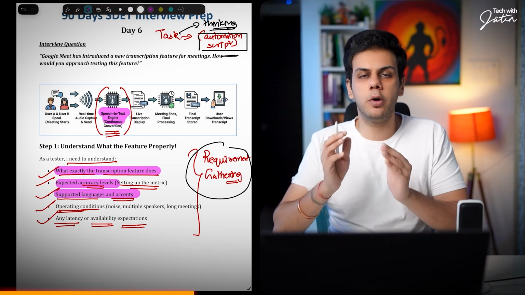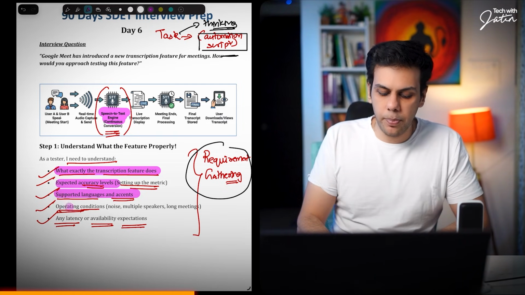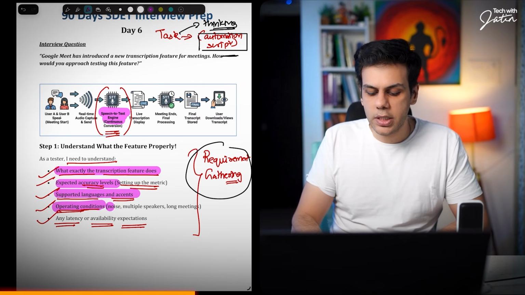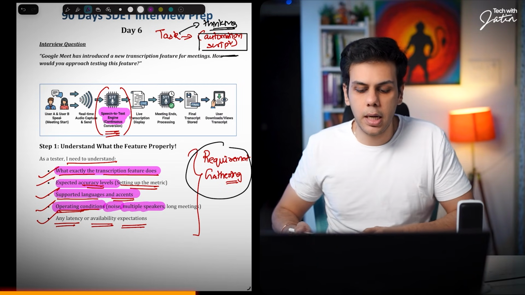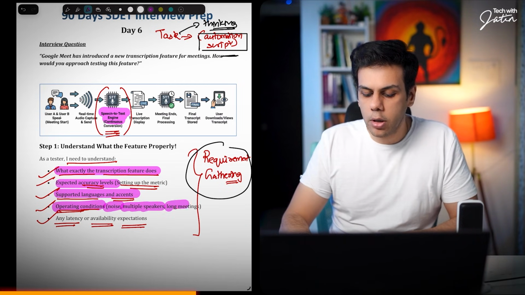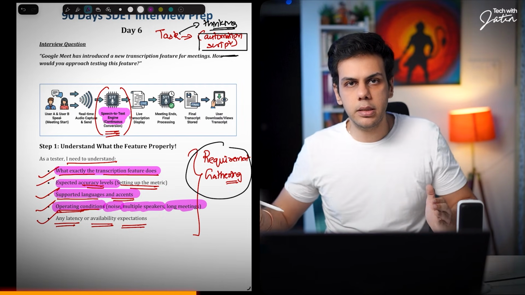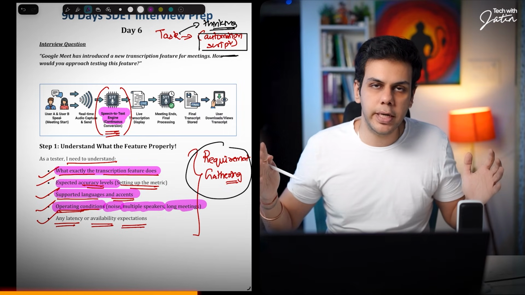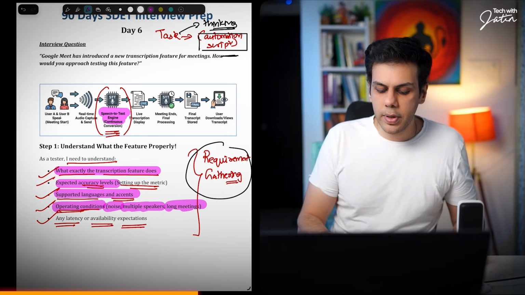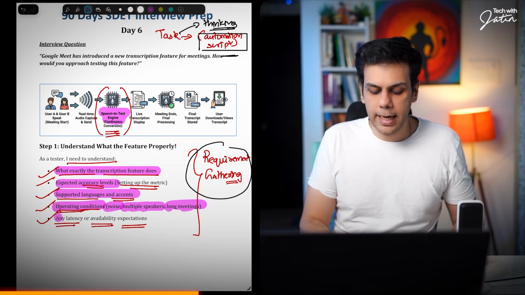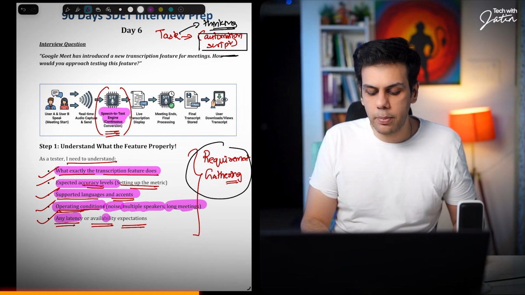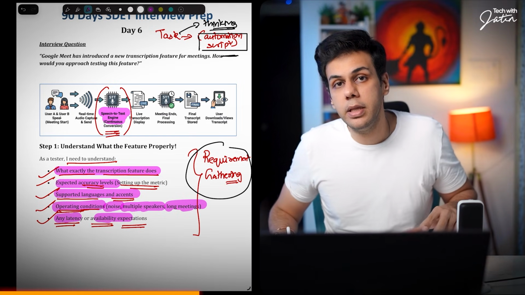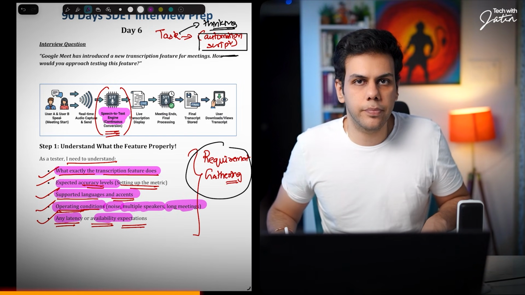Along with that, we are going to start defining the operating conditions: how much noise, how many speakers are allowed, as well as how long the meeting is going to be. So these things are going to be the operating conditions that you need to define first. Along with that, we need to understand any latency or availability expectation that we need to set for our testing.